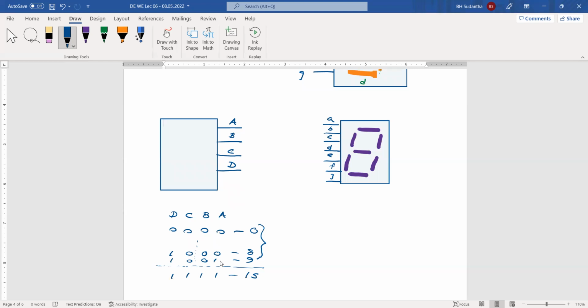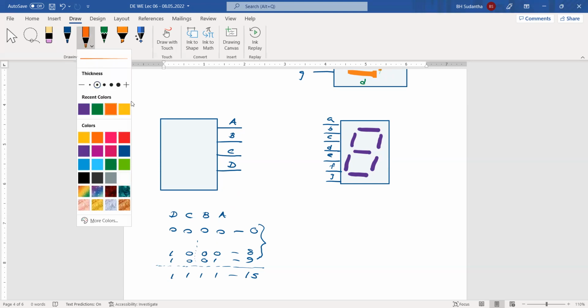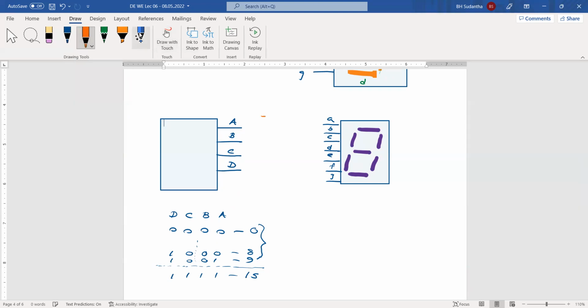But the problem here is that in this circuit we have 4 output lines, and here we have 7 input lines. How can we match this 4 to 7? These 4 output lines and the 7 input lines, how can we combine them? For that purpose, we can have this type of device in between these two.